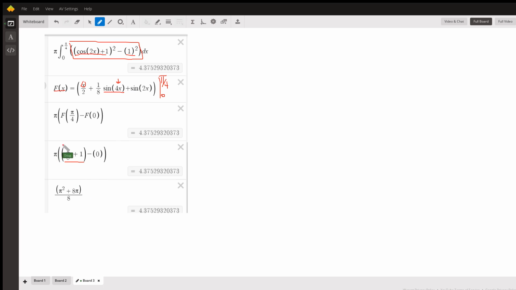And I could distribute this pi. I get pi squared plus 8 pi all over pi. All of these give us the same answer. So if you're looking for an exact answer, that's probably it right there.